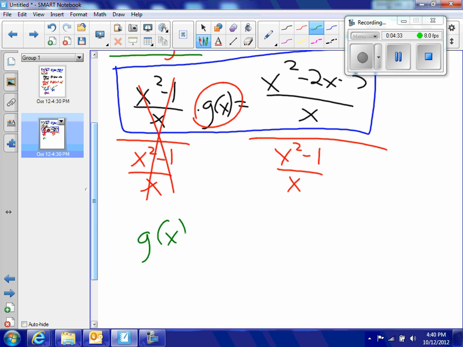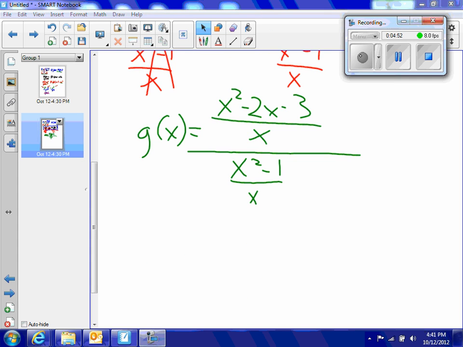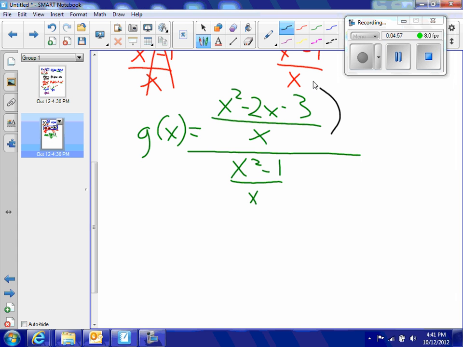And now I'm left with g of x is equal to x squared minus 2x minus 3 over x divided by x squared minus 1 over x. Now I have this large one fraction over another fraction. So let's again remember how fractions over fractions work.